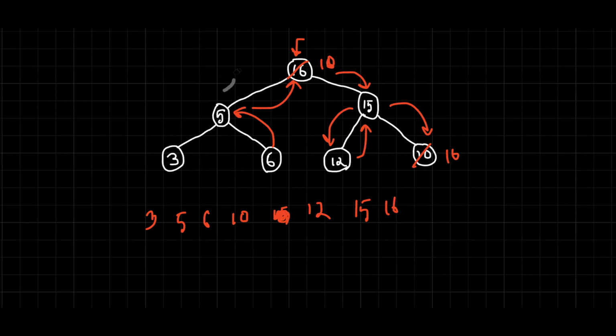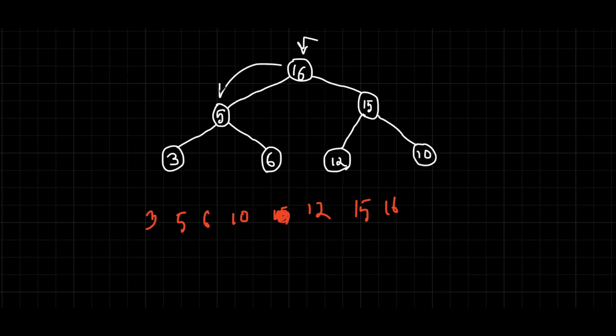Now we have to check what happens if we perform the in-order traversal on the swapped tree. Let's put 16 here. So here, if we perform the in-order traversal, we will first be in this root. From this 16, we will go to this 5. From this 5, we will go to this 3.